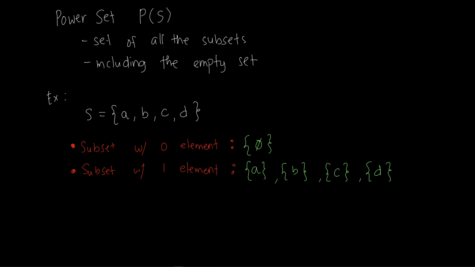Next, subset with 2 elements. Okay, ano ba yung mga subset na merong dalawang elements? Eto, tsaka ito. A tsaka B. Okay? Since yung sa loob ng set, similar lang yung B and A, kasi yung set natin doesn't require to be ordered. Same lang yung set na 1-3 sa set na 3-1. Equal set yan.